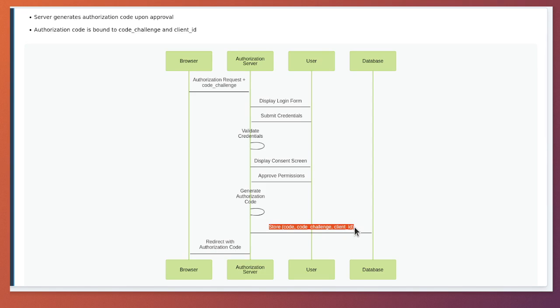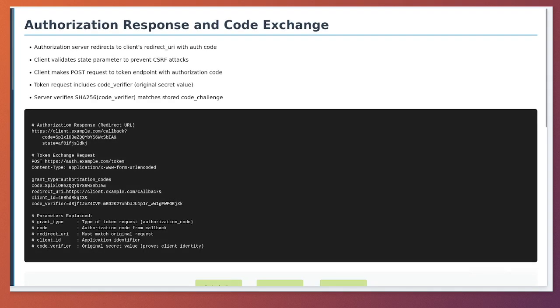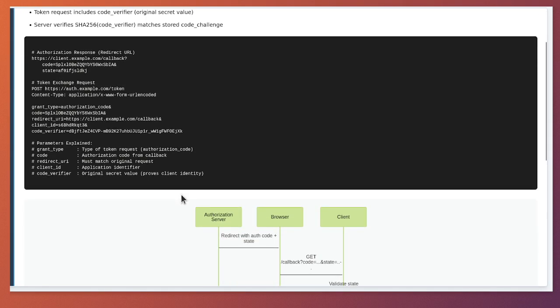The server also associates the code with other context about the request, including the client ID, the redirect URI, the requested scopes, and the user who granted consent. All of this information will be validated when the client later attempts to exchange the code for tokens. Authorization response and code exchange.